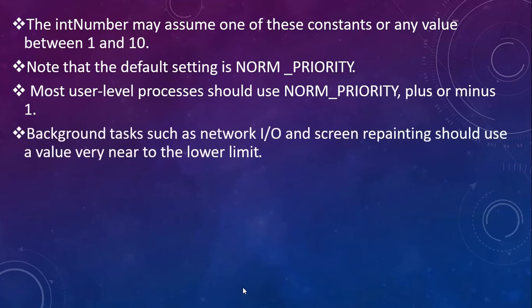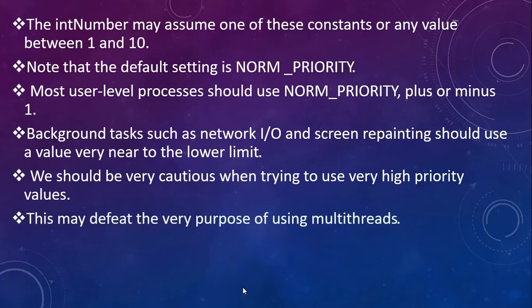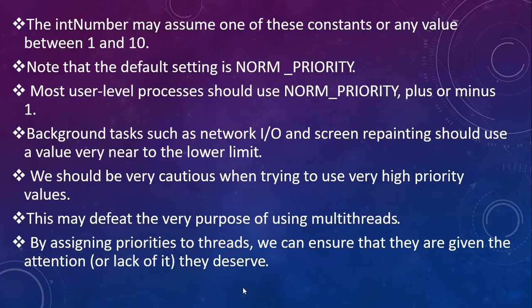Background tasks such as network IO or screen reprinting, all this kind of background activity on your computer, should use a value very near to the lower limit. We should be very cautious when trying to use very high priority values. This may defeat the very purpose of using multiple threads. By assigning priorities to threads, we can ensure that they are given the attention or lack of it.